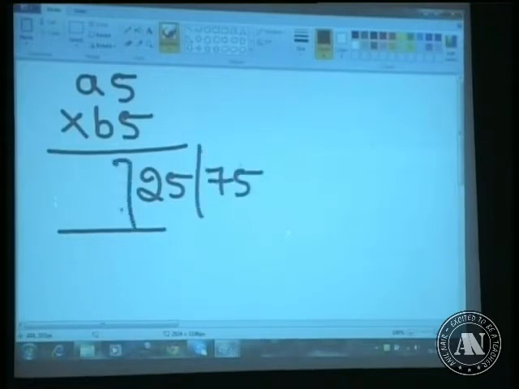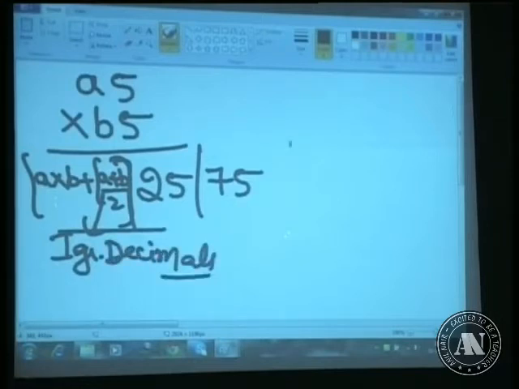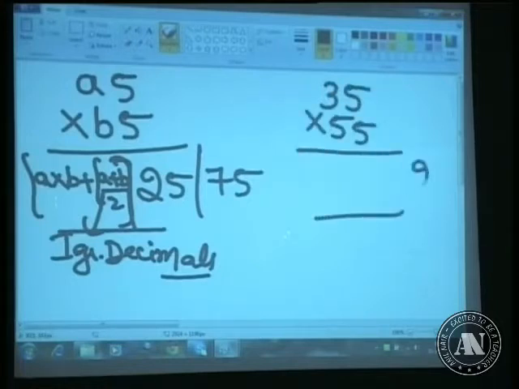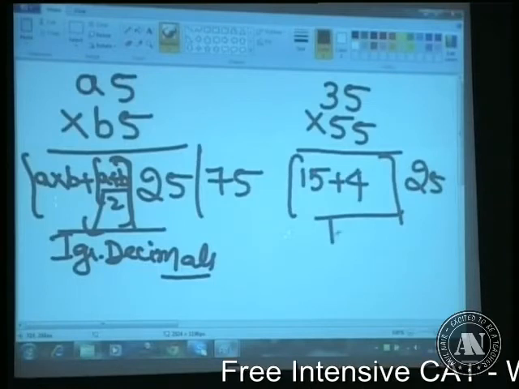The number before, if I calculate, it will be given by the notation D is the integer part of (A into B plus A plus B) by 2. If you get a decimal, please ignore the decimals. D is nothing but the integer function. Now see here, 35 into 55. Please listen carefully. Odd into odd, what are the last two digits? 25. A into B, this is 15. A plus B, 8 by 2, 4.